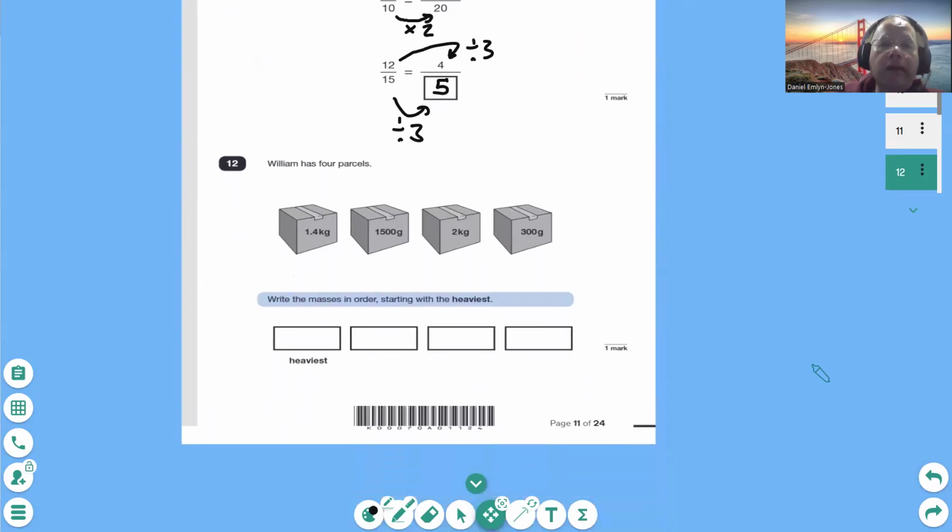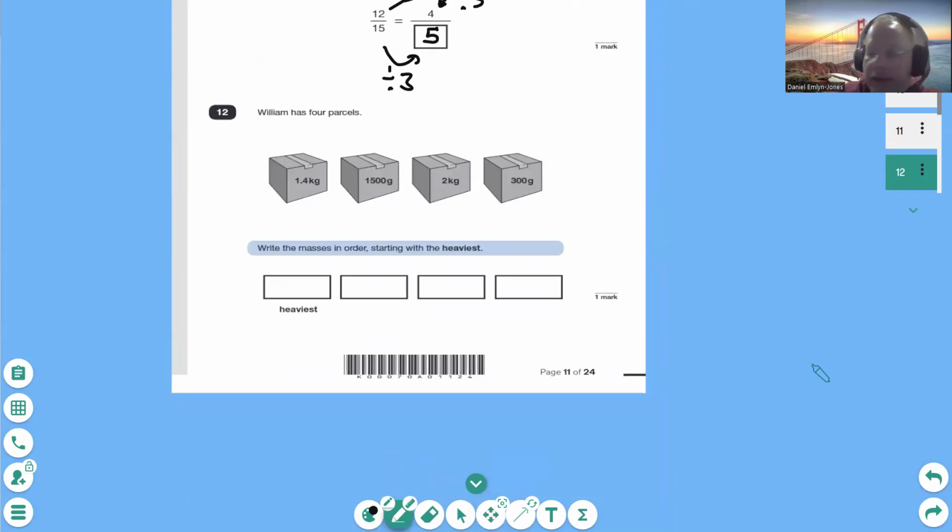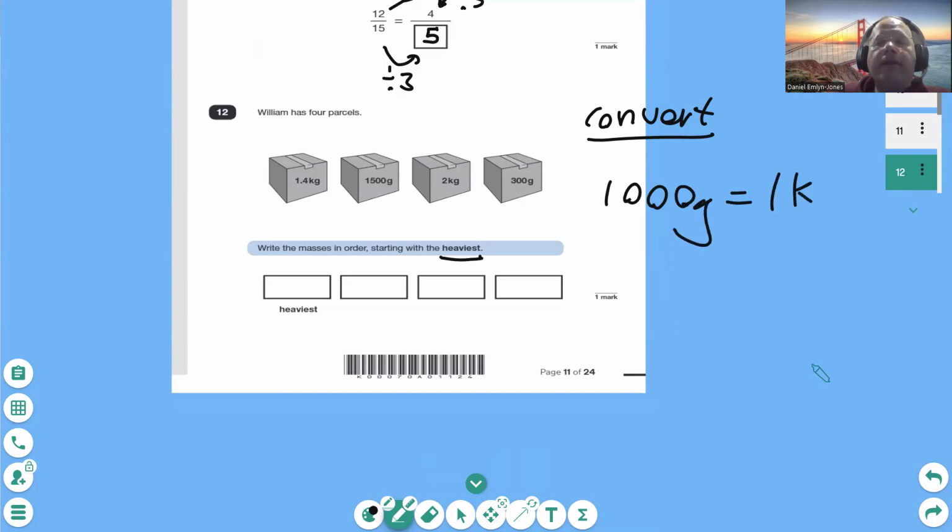William has 4 parcels. 1.4 kilograms, 1,500 grams, 2 kilograms, 300 grams. Write the masses in order, starting with the heaviest. What's the problem here? The problem is they're different units, aren't they? Some are in kilograms and some are in grams. So we have to convert them. 1,000 grams equals 1 kilogram, doesn't it? So to convert 1.4 kilograms into grams, you multiply by 1,000.